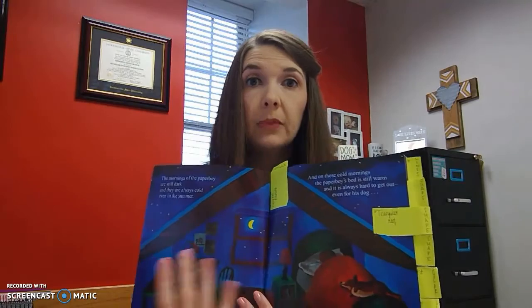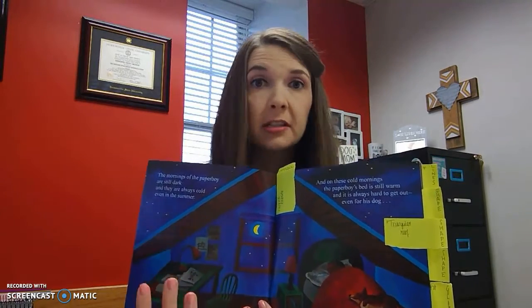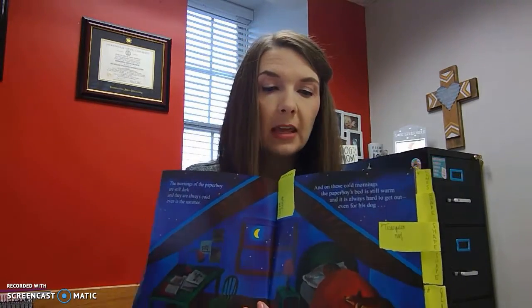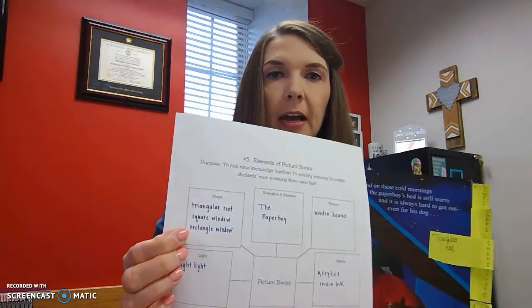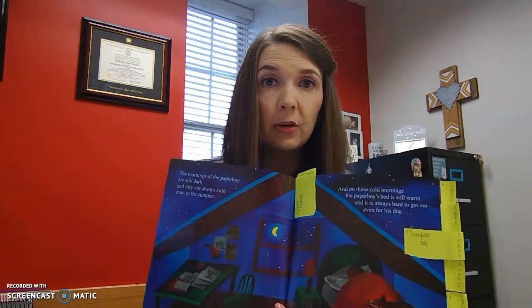If you want to talk about shapes as you describe the illustrations, that's fine as well. On this little paper, I just talked about the triangular roof, the square, and the rectangle windows. So you can share about the shapes. Okay, the next element of design is color.